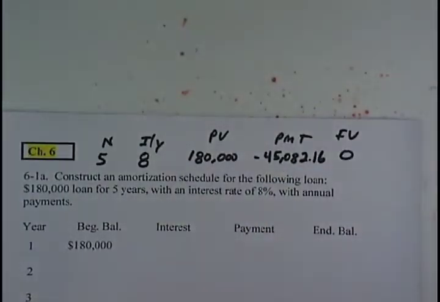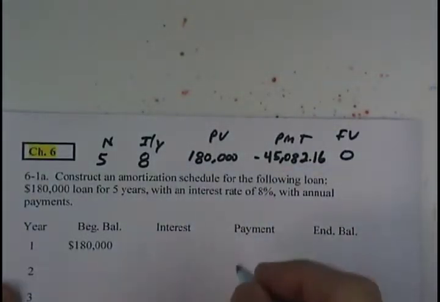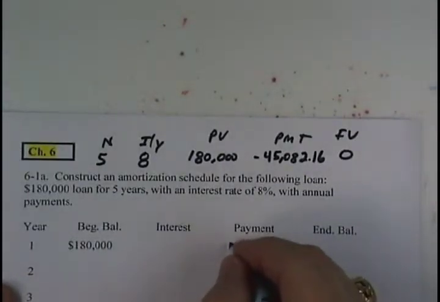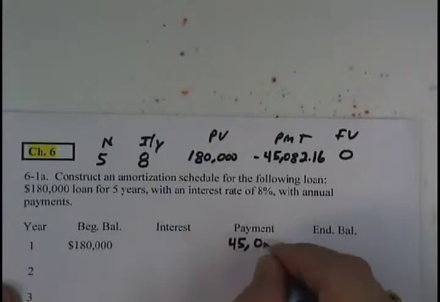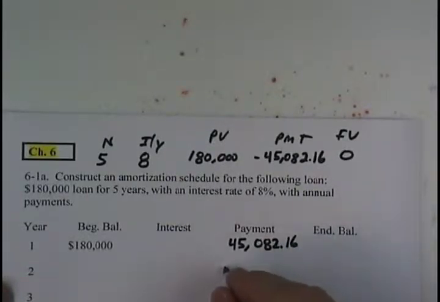That payment amount in a fully amortized loan like this will be constant the whole way down the payment column here. So let me go ahead and put in $45,082.16 to be my payment amount during each of the 5 years.